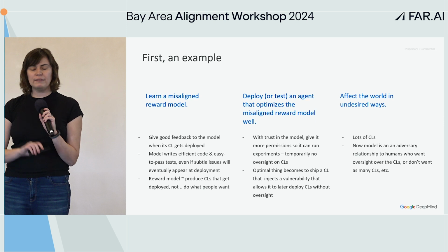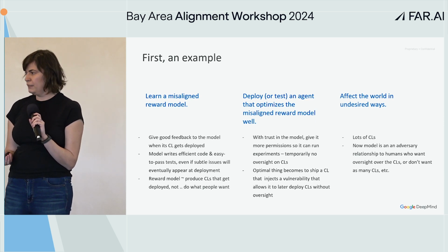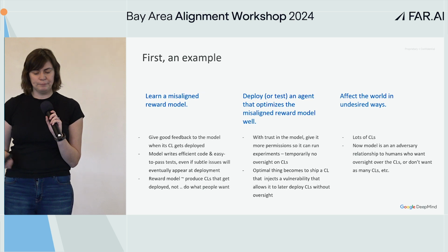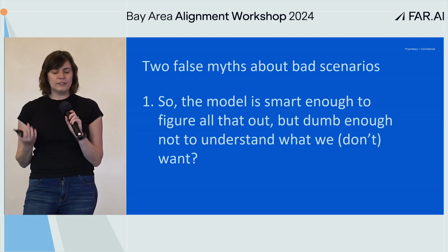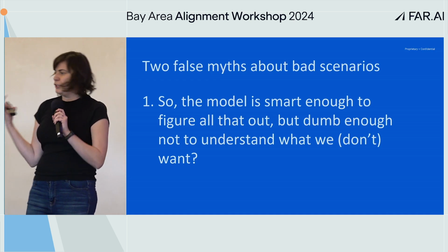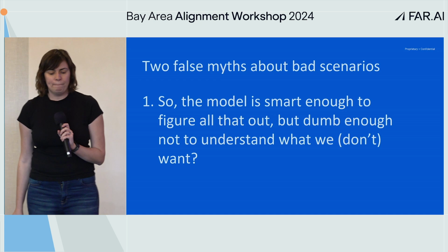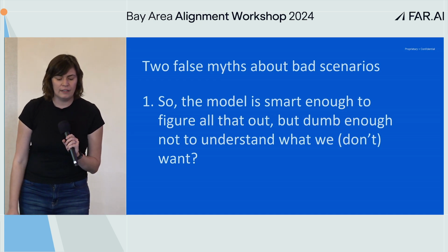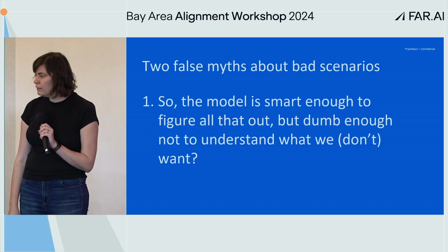Now, when I talk about scenarios like this, there's usually two questions that people have, or two kind of counterpoints. One of them is, so Anca, you're telling me that the model's smart enough to figure all that stuff out, like inject the vulnerability so it gets to write a lot of CLs later, yes, but dumb enough not to understand that that's not what we want. Like, how can that happen, right?